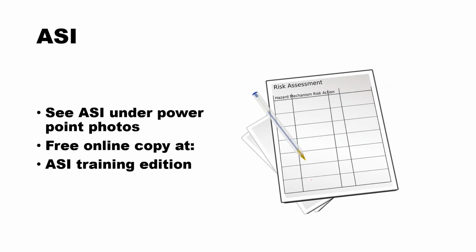This is the point in the class where I would normally spend some time discussing the ASI, the Addiction Severity Index. You can find a free copy on the ASI Training Edition, a paper one you can print out and take a look at. But there's another whole set of videos that I put up on YouTube that is used in our class on the core functions, the job duties of a drug counselor.